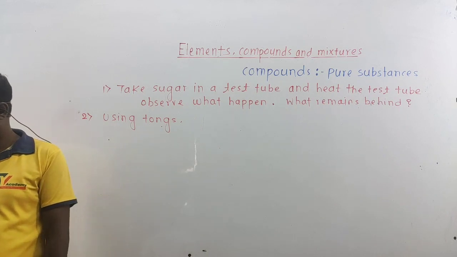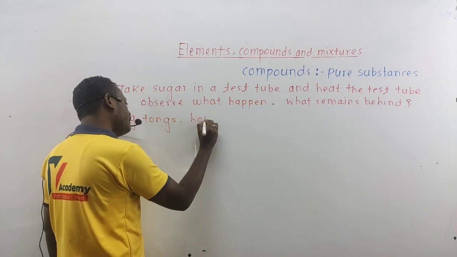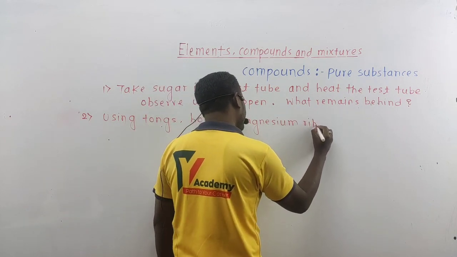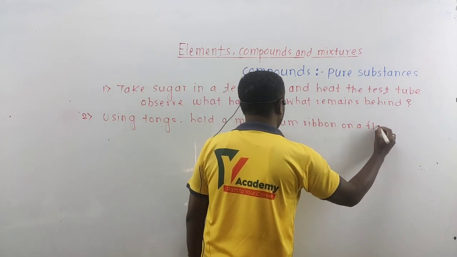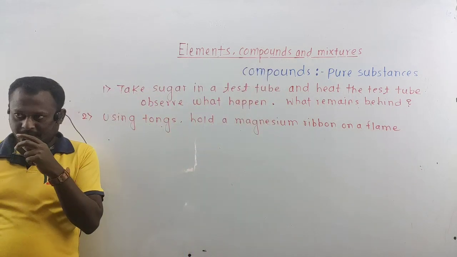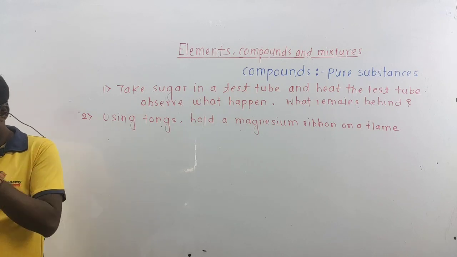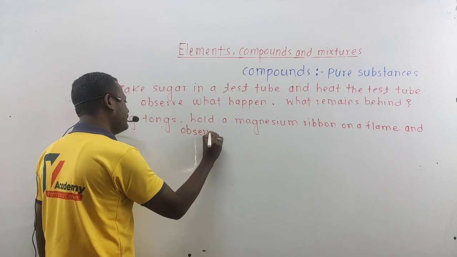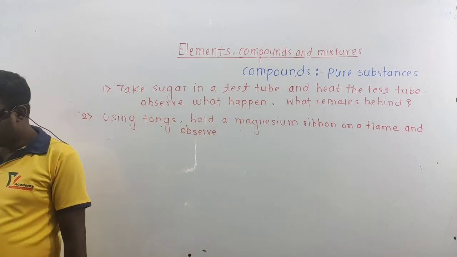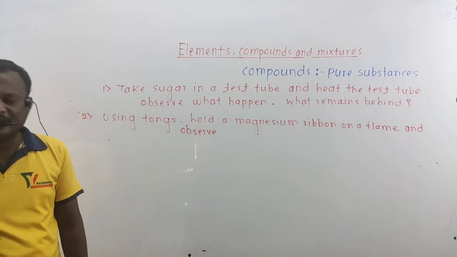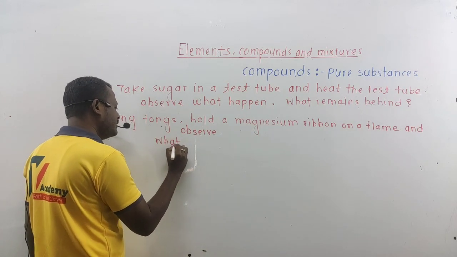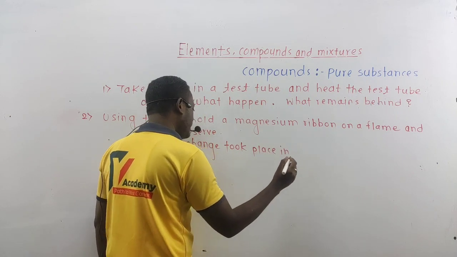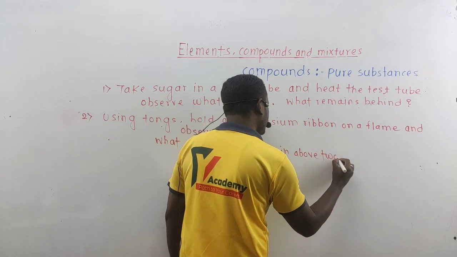Using tongs, hold a magnesium ribbon on a flame and observe what changes took place in the above two experiments.